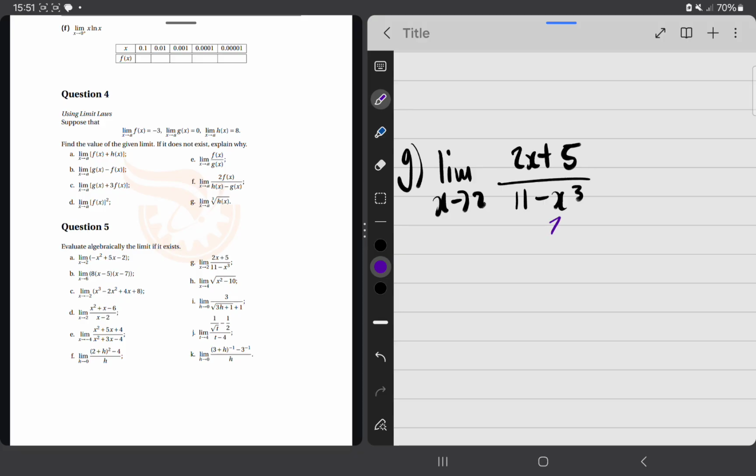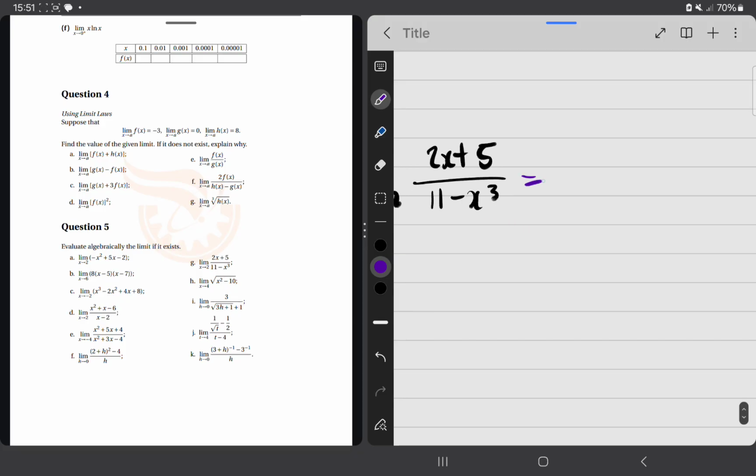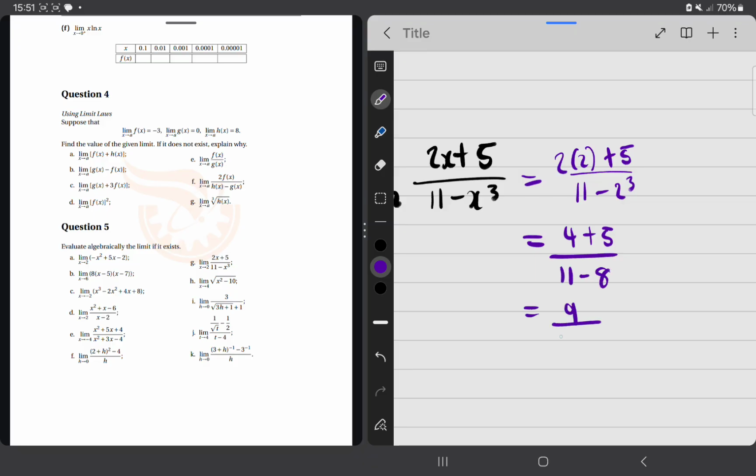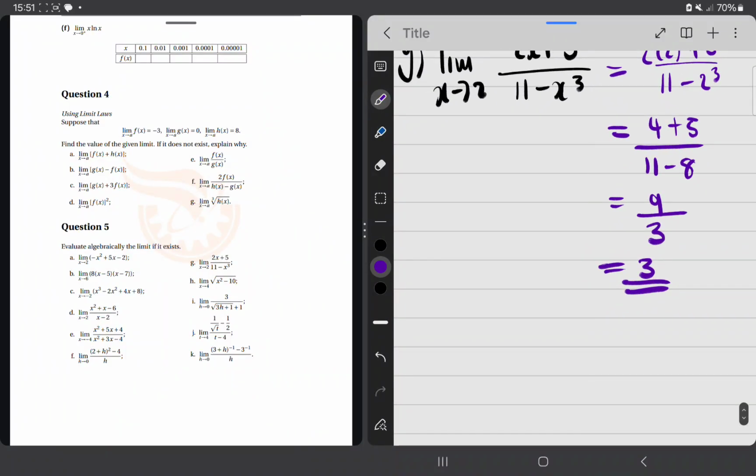So if I put 2 here, 2 cubed is 8. 11 minus 8 won't be 0. So that means I'm going to substitute in here. So this is just going to be 2 by 2 plus 5 all over 11 minus 2 cubed, which is going to be 4 plus 5 over 11 minus 8, which is going to be 9 over 3. And this is going to be 3. And here is my solution, and I am done.